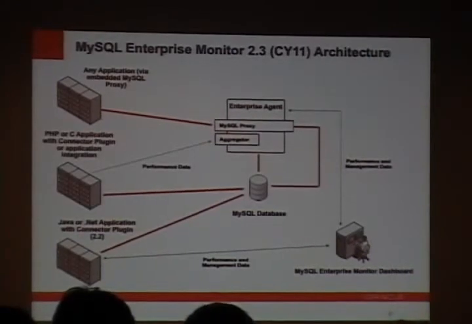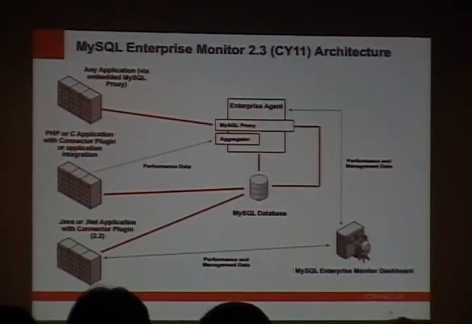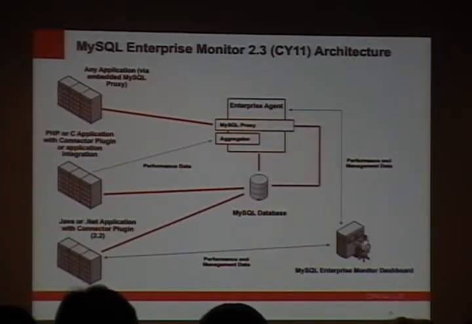And the thing that's coming in 2.3, and this is that forward-looking thing we're talking about, calendar year 2011, is that you'll have plugins for PHP or C that talk to a component in the agent called the aggregator. Because PHP and C are often short-lived processes, they can't take time to aggregate the queries. They just fire everything off to this aggregator. It does the same thing the proxy does or the plugins here do.